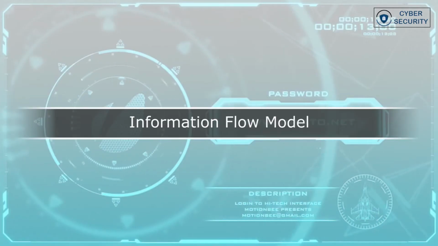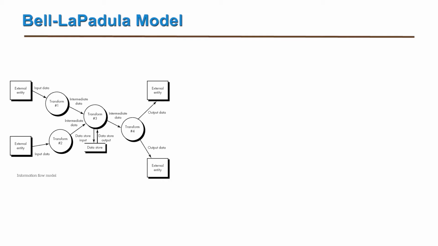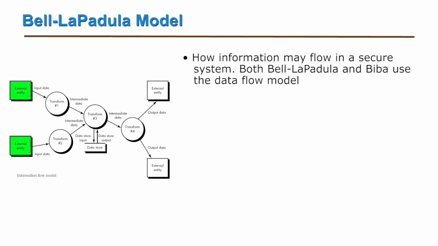The next, fifth model is the information flow model. This model describes how information may flow in a secure system. Both Bell-LaPadula and Biba use the data flow model.